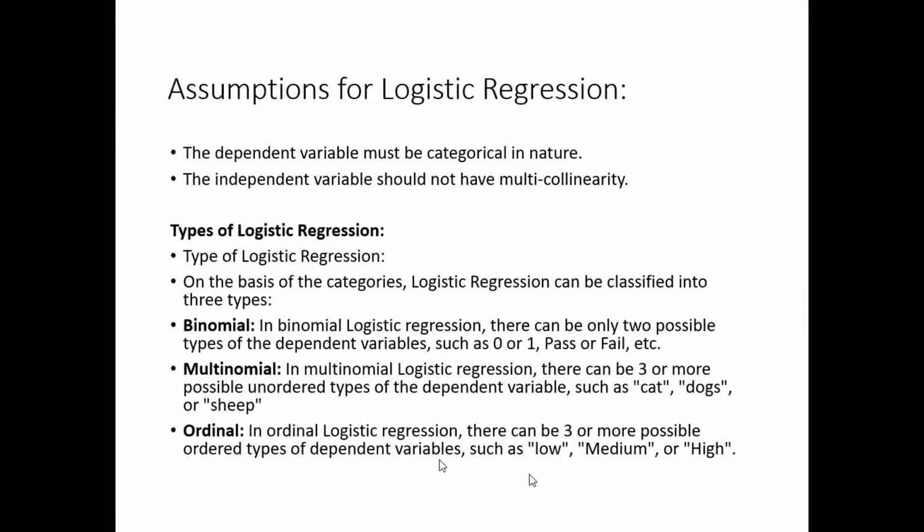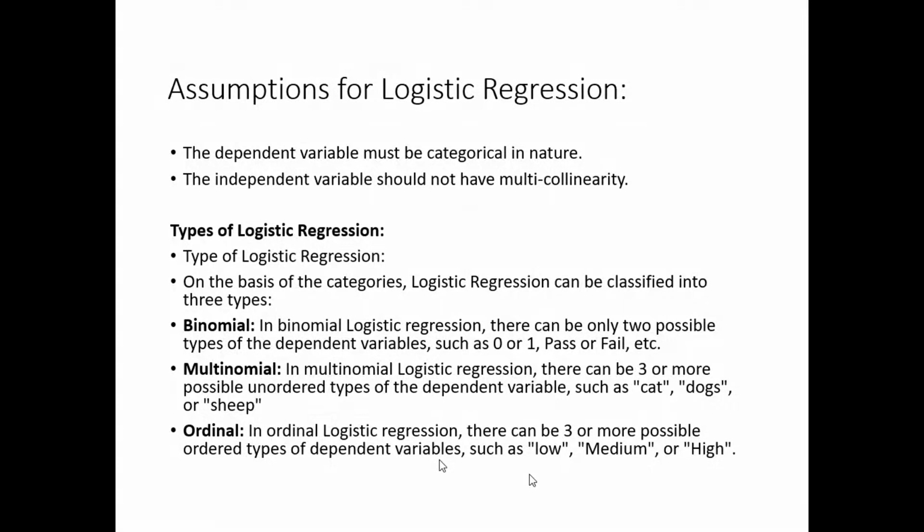Binomial says I will give you only 2 options, any one you will choose. Pass or fail, yes or no, true or false. Only 2 you choose from in binomial. In multinomial they say I will give you more than 2, that is 3 or more. So among them you choose any one of them. You have more options. That's the change.